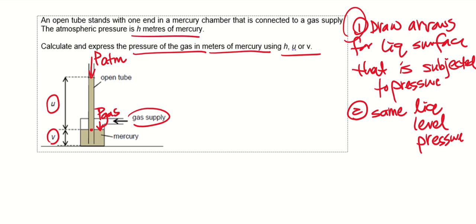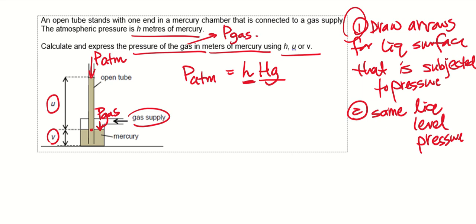It is h meters of mercury. So can I put PATM equals to h Hg? This is the height in meters. This tells me that I need to use density, but here density is not given, which is okay. And the g is also missing because it is just a short form. The g is the same for everyone. So this is atmospheric pressure. Now I need to find the pressure of the gas, P gas.